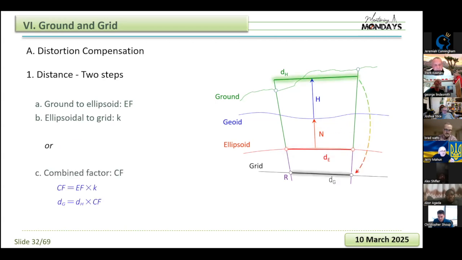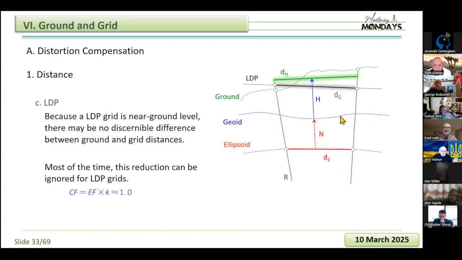But anyway, sometimes what you'll see is if you're working in a coordinate system, you'll see what's referred to as a combined factor, which is just the elevation factor multiplied by the scale factor, and you do it all in one shot. Now, with the low distortion projection, that projection is very close to the surface, so that combined factor is going to be very close to 1. So that distortion is going to be minimized.